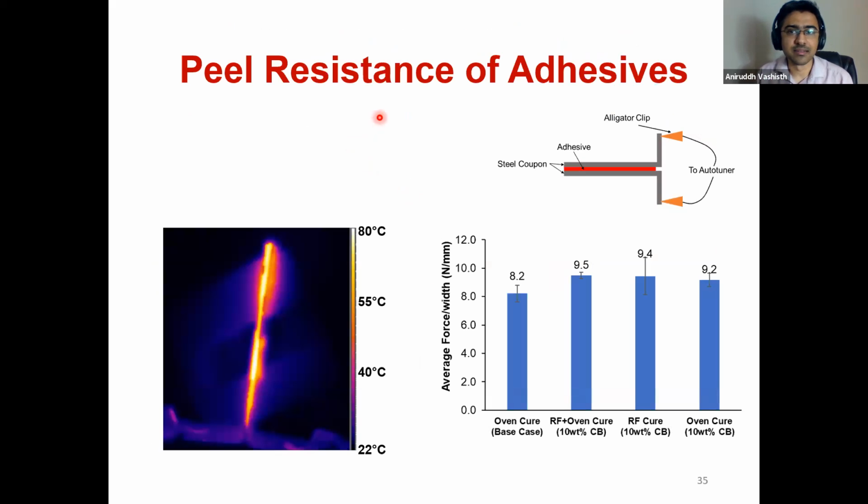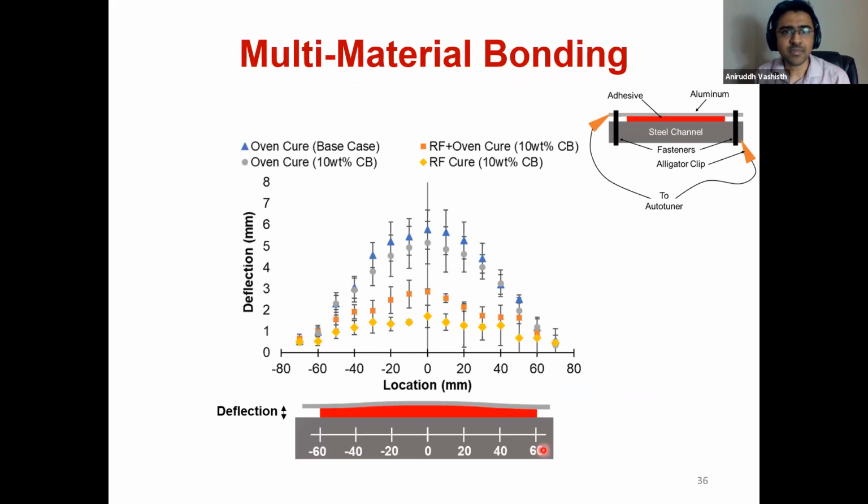Next, we looked at the peel resistance of the adhesive. Here we had this coupon, which is like 2 coupons that are cured and peeled apart. The average force that you get from a force displacement graph is averaged over a certain length and divided by the width. Here we saw that adding nanofillers did improve this average force per unit width. But again, we didn't see any significant difference for the different methods of curing that we were using.